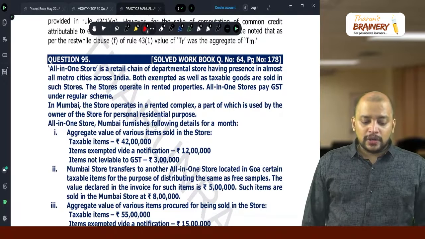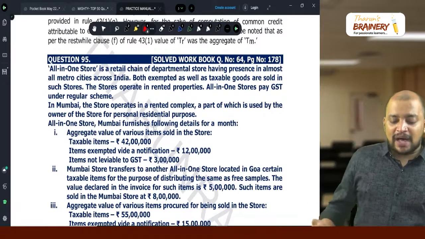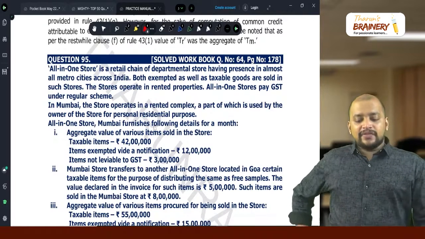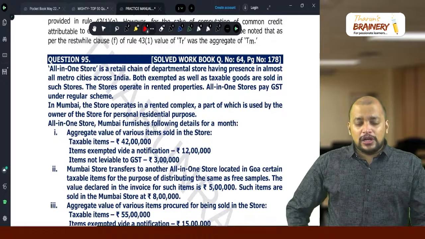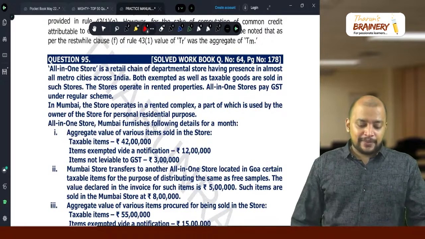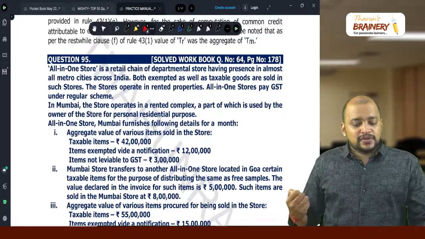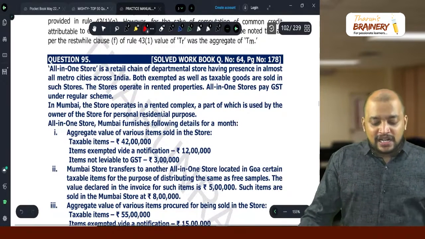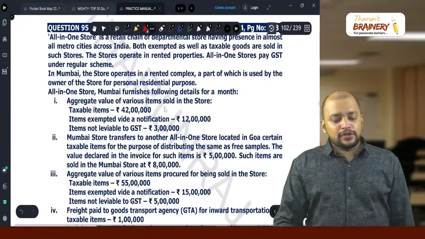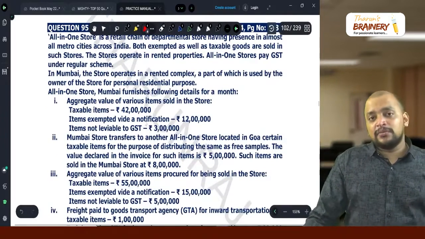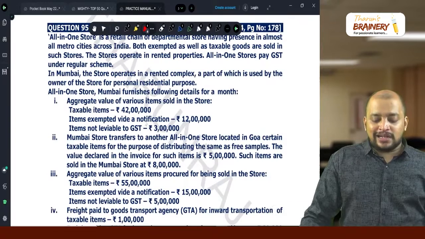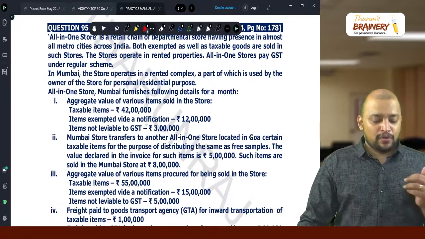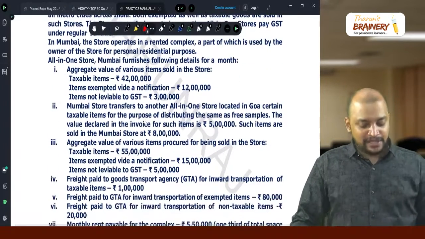All-in-one store is a retail chain of departmental stores having presence in almost all metro cities across India. Both exempted as well as taxable goods are sold in such stores. The stores operate in rented premises. All-in-one stores pay GST under regular scheme. In Mumbai, the store operates in a rented complex, a part of which is used by the owner of the store for personal residential purpose.